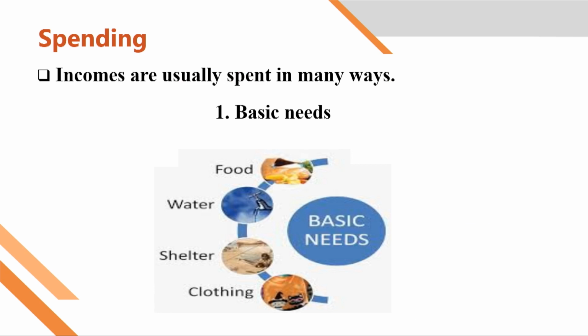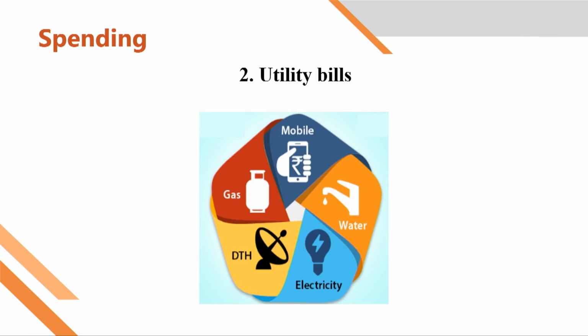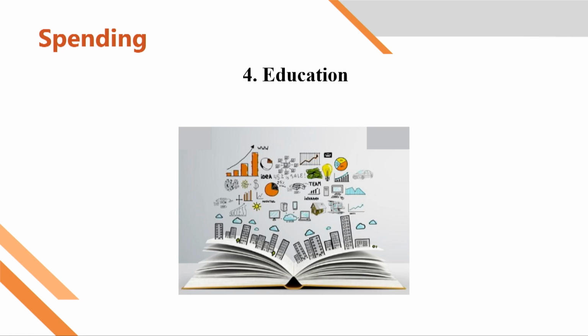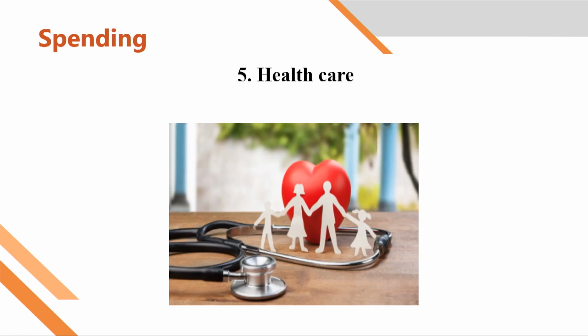People can spend their income in many ways, such as on basic needs, that is, food, water, shelter, clothing, to pay utility bills, such as mobile phone bills, water bills, electricity bills, and so on. For leisure, for their education, and for healthcare.